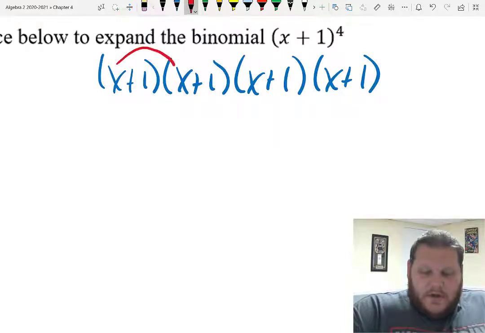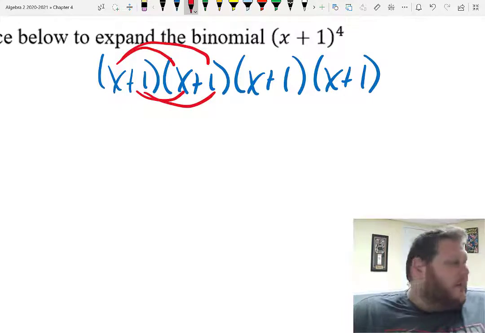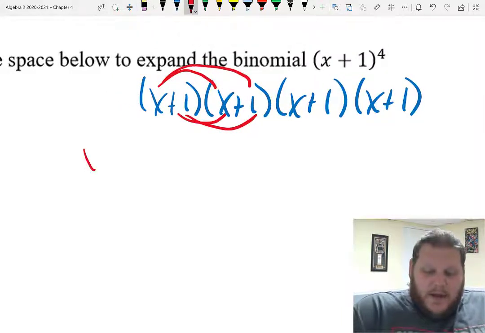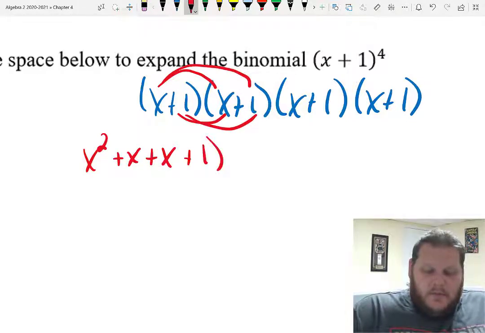With my first 2, you can do this either by foiling or with box multiplication if you want to. But here, x times x gives me x squared. x times 1 is x. 1 times x is x. And then 1 times 1 is 1.